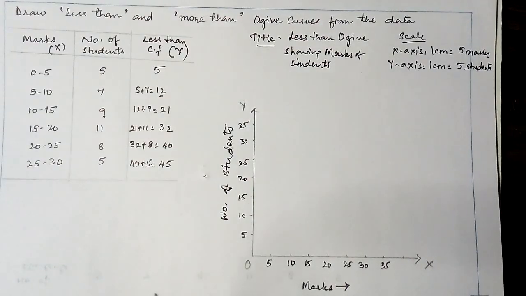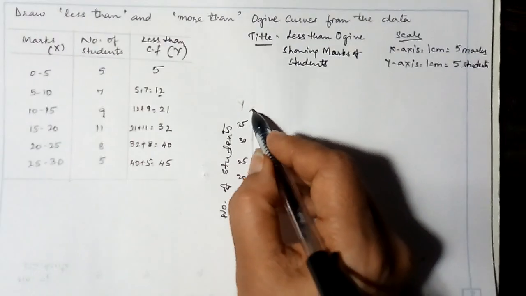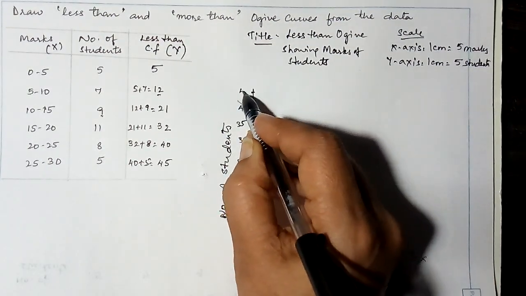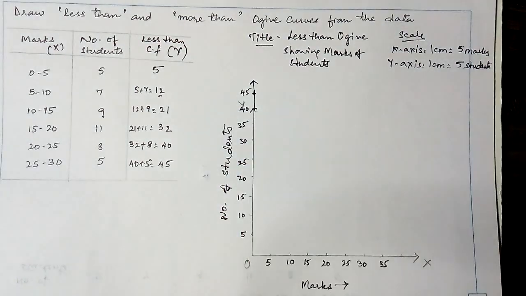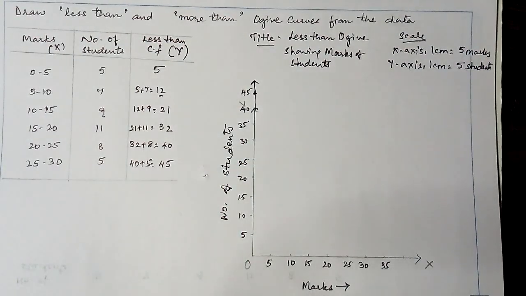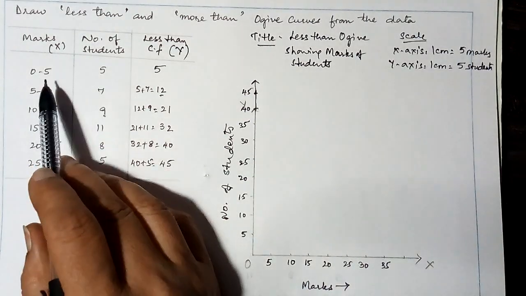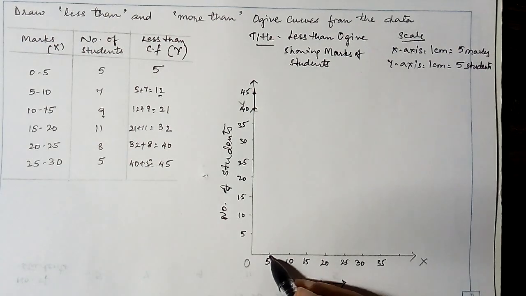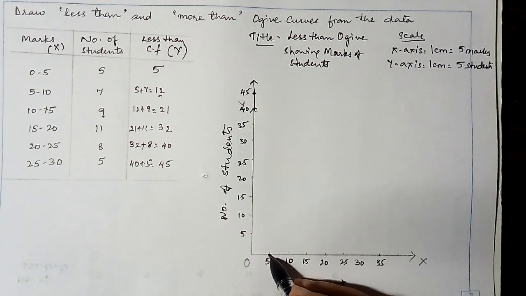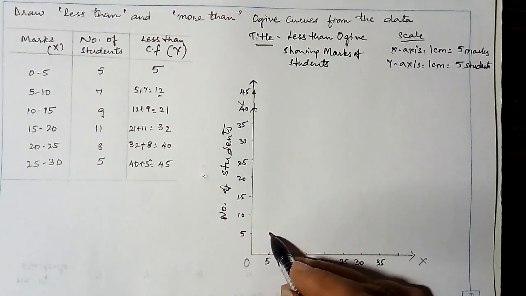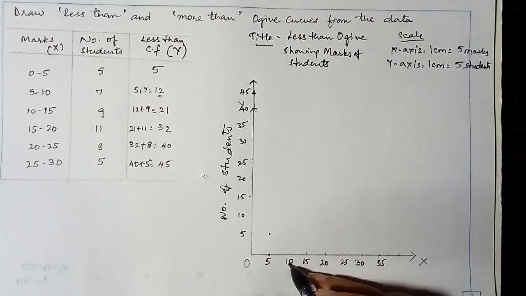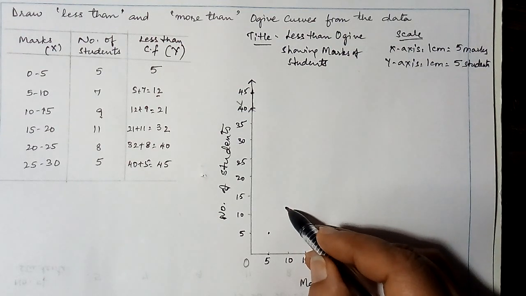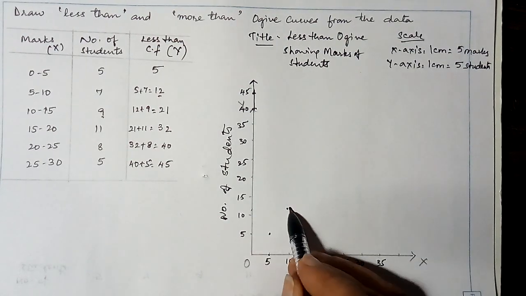How many students do we have? We have 45 students. So we will need 2 more, 40, and 1 more, 45 students. So we're going to extend this over here. Alright. So now let's see. From 0 to 5 we have 5 students. So here is the 5 marks. So less than 5 we have 5 students, and less than 10 we have 12 students. So that will be something around here, 12 students.